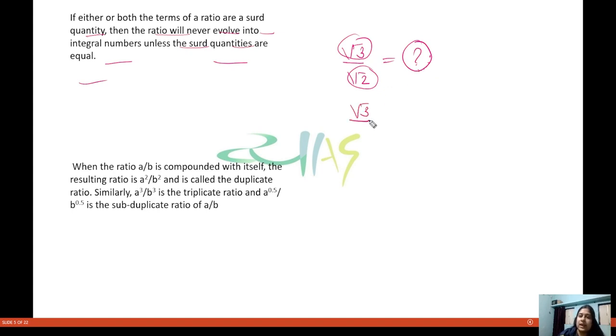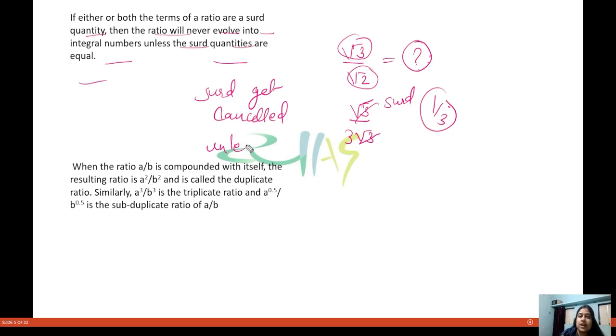We have root 3 and 3 root 3. So this ratio can be 1 is to 3, but this surd has to get cancelled. If this surd doesn't get cancelled, then we will never get an integer as ratio. So whenever surds are involved, what are surds? Basically, you are using this root symbol and then you are writing a number inside. So that is called a surd. Now, this surd is getting cancelled here because what?